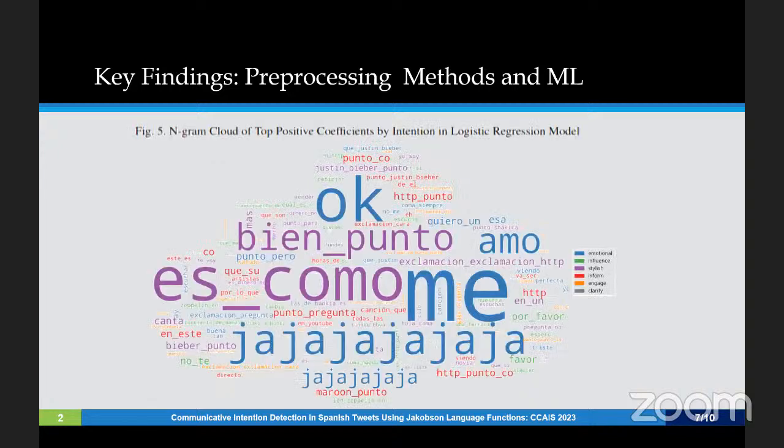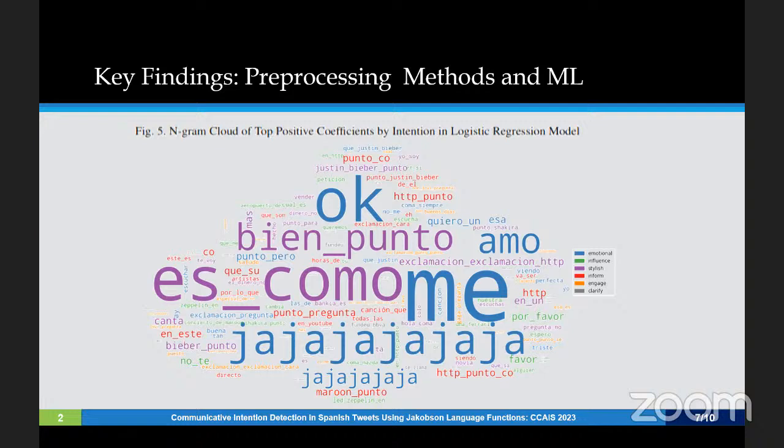Well, secondly, with the aim of conducting a linguistic analysis of language functions combined with machine learning skills, we obtained the following word cloud with the top positive coefficients of the logistic regression model, and the insights are the following.